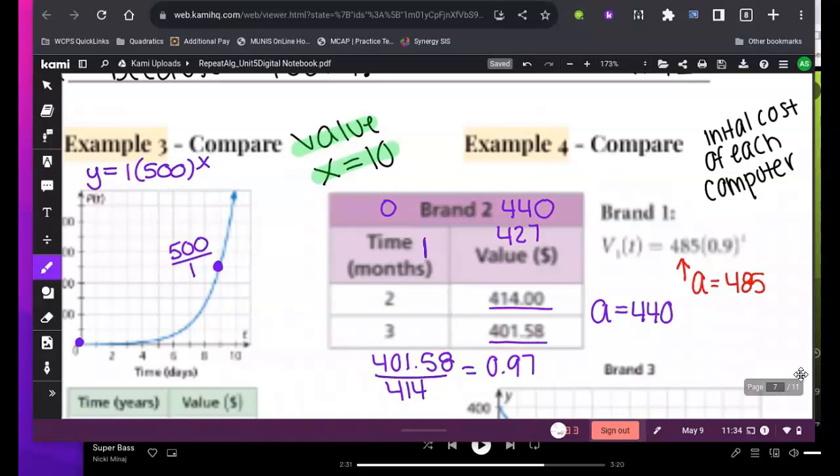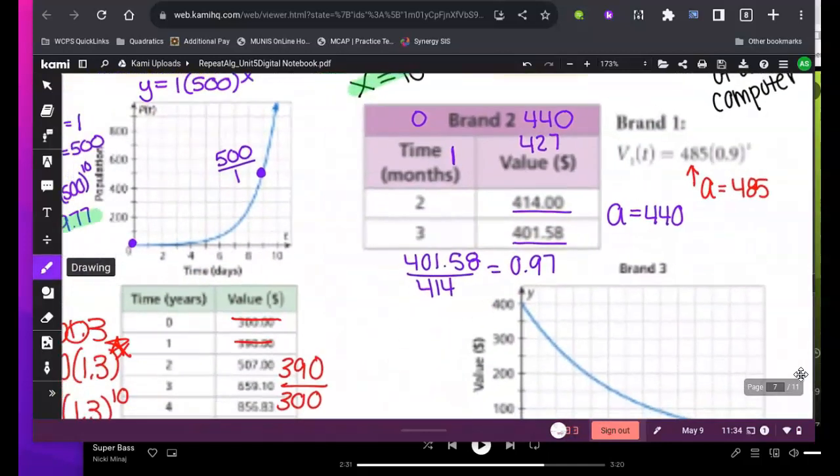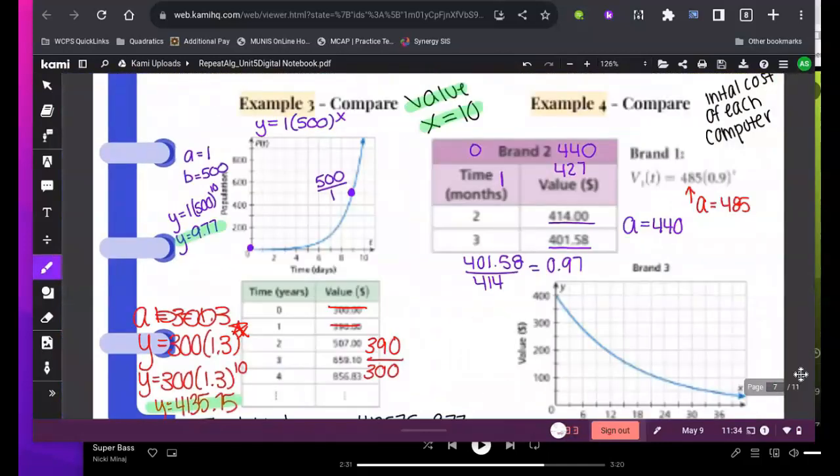So far, brand 1 is more expensive than brand 2. So now we'll just compare our A values for the graph. We'll figure out if brand 3 is cheaper. So to find the initial value on a graph, you look for the very starting point. That's our y-intercept. So for brand 3, our starting value is 400.